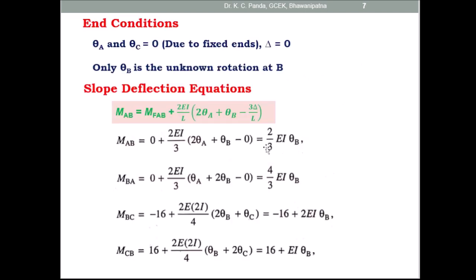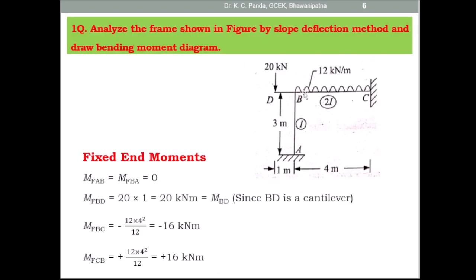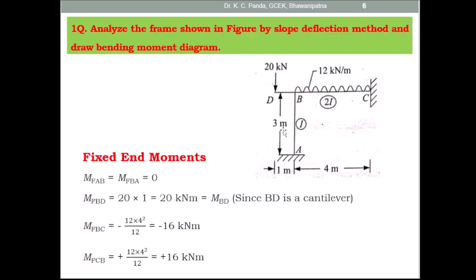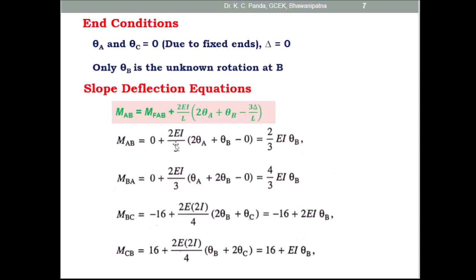So MAB is equal to, here theta A is 0, theta B, and delta is equal to 0. The fixed end moment MFAB is 0, so here you put MFAB equal to 0 and 2EI by L. The vertical height of the member AB is given as 3 meter, so here you put 3 meter, then 2 theta A, where theta A is equal to 0. So this is 0, and only theta B you have to take, and delta is also equal to 0. So after simplification, MAB is equal to 2 by 3 EI theta B.